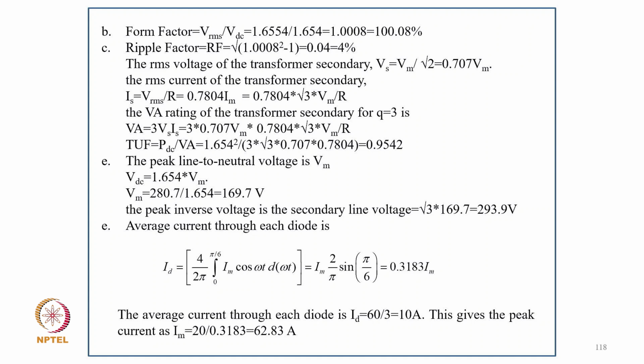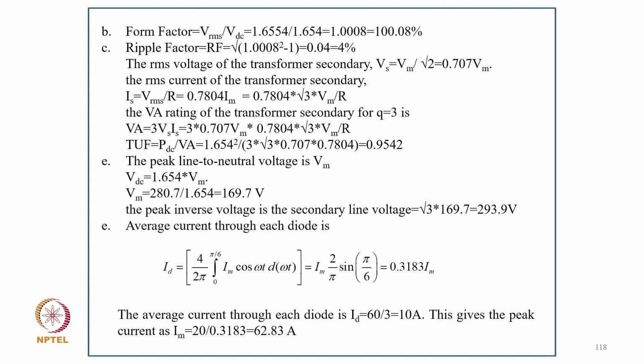The RMS voltage of the transformer secondary VS equal to VRMS, that is 0.707 VM, and the RMS current of the transformer secondary IS equal to 0.7804 IM. The VA rating of the transformer for Q equal to 3 is 3 VS IS, so the transformer utilization factor becomes 0.9542. The peak line to line VDC equal to 0.65 VM, and VM equal to 167.7 volt, and the peak inverse voltage of the secondary is root 3 times 169.7, that is 293.9 volt.